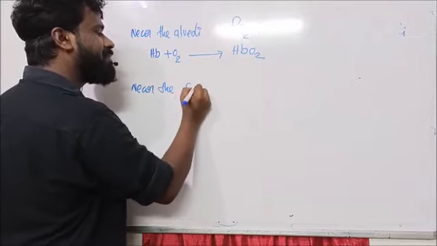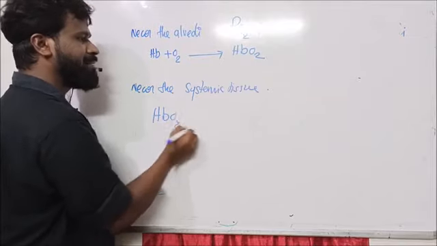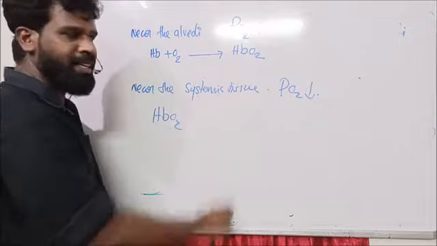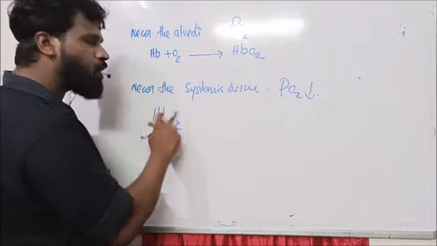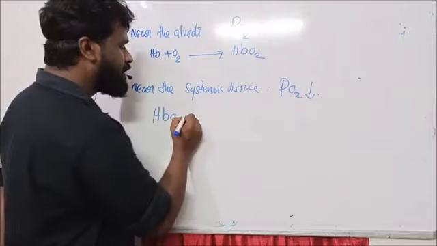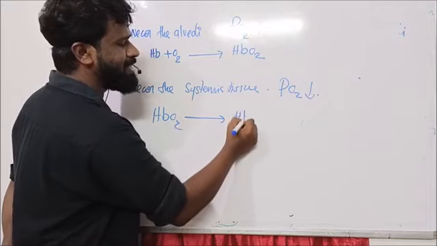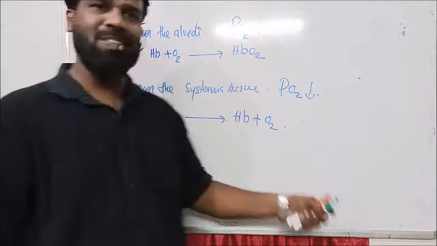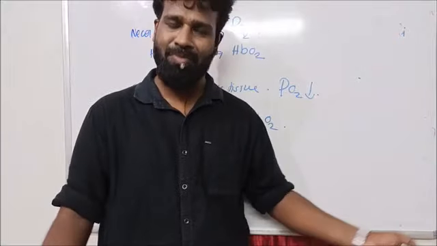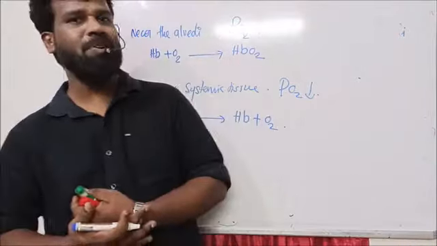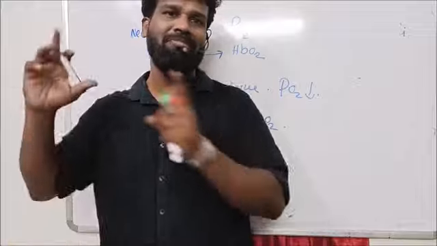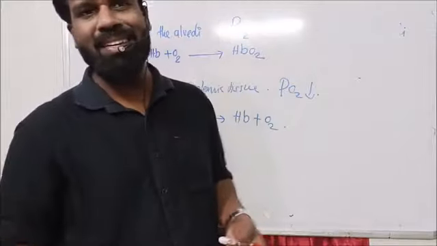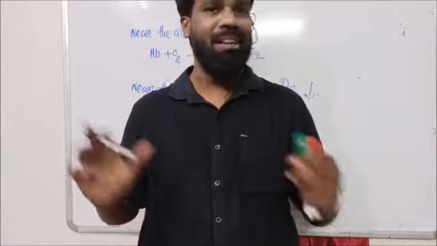and near the systemic tissue, the PO2 is lesser. In this low PO2, this oxyhemoglobin is not stable. So this oxyhemoglobin dissociates to form hemoglobin and oxygen. And this released oxygen is utilized in the cell for metabolism. This forms the transport of oxygen from lungs to tissue. So in this session, we completed oxygen transport from lungs to tissue.